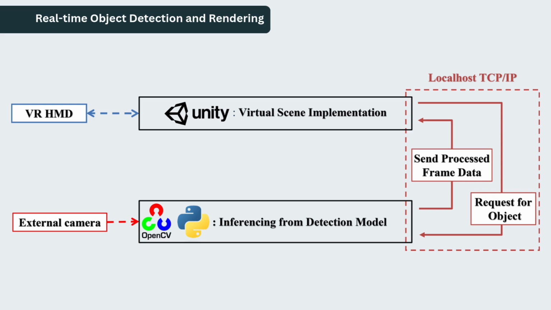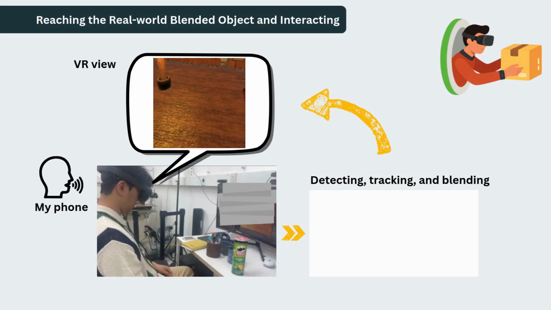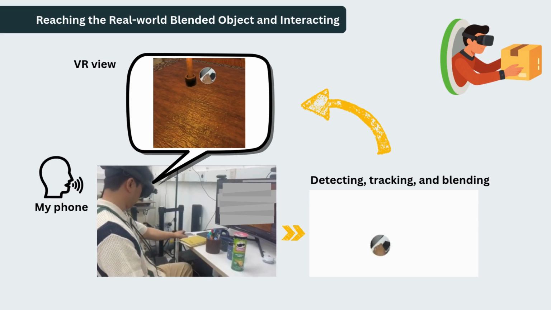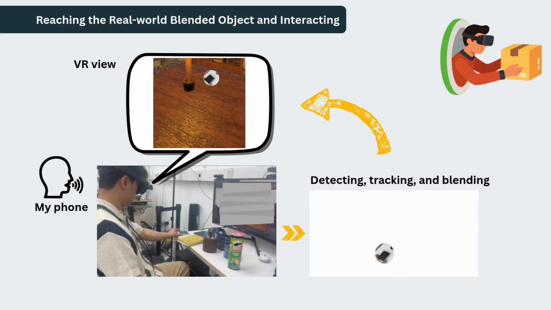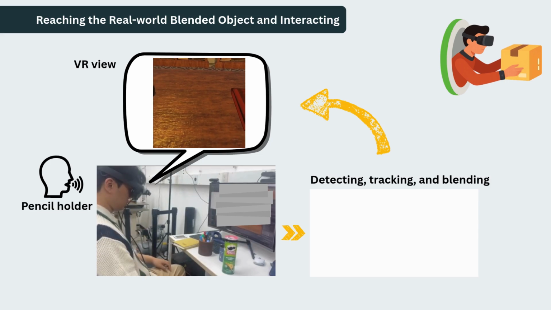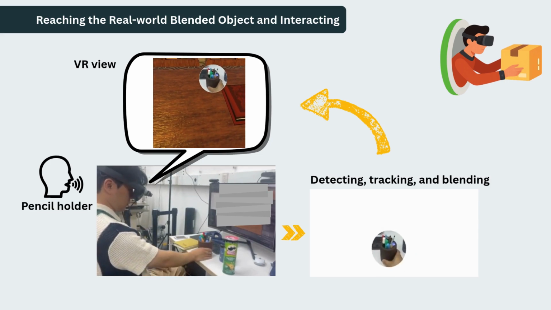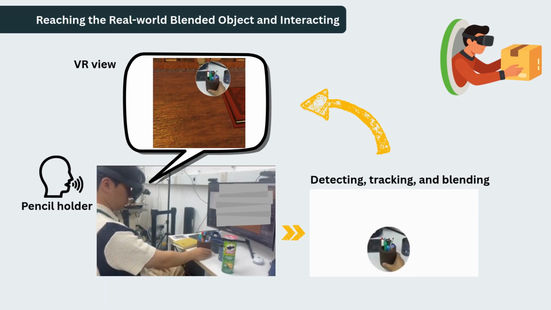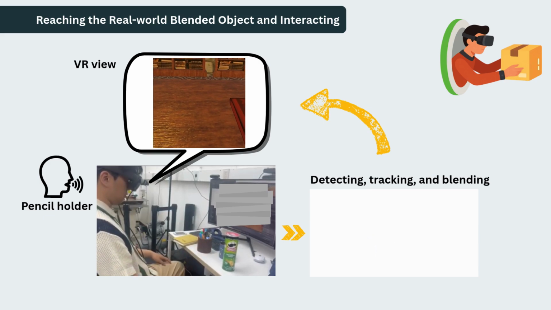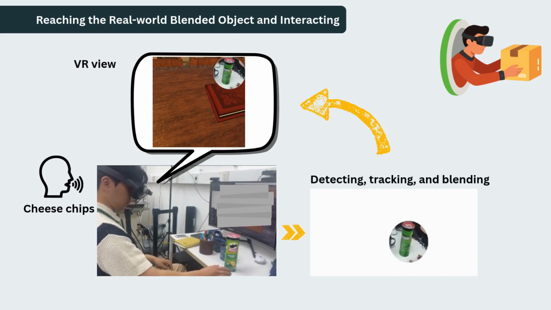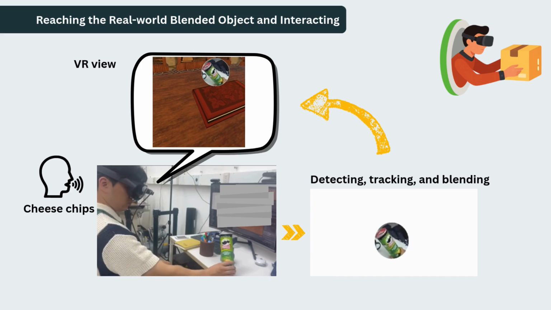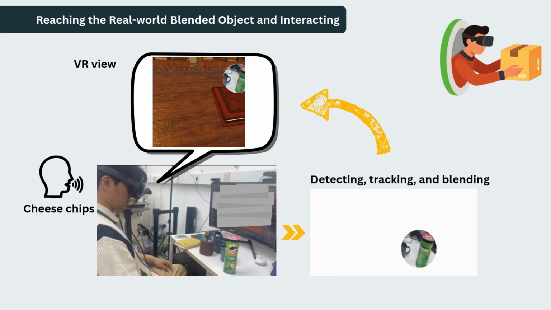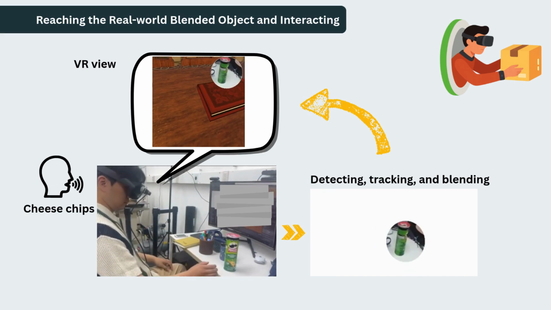Using this interface, Unity sends object requests to a Python-based module that processes the incoming video feed from the external camera. Processed frames containing bounding box data and confidence scores are returned to Unity. These parameters generate a dynamic, masked pass-through window that circumscribes the detected object. This configuration enables selective interaction with real-world objects while maintaining immersive continuity and situational awareness.